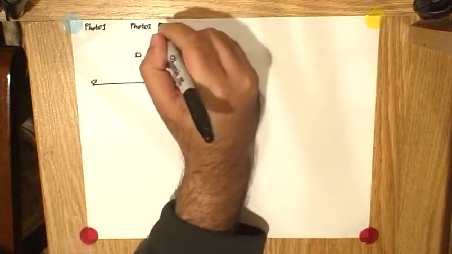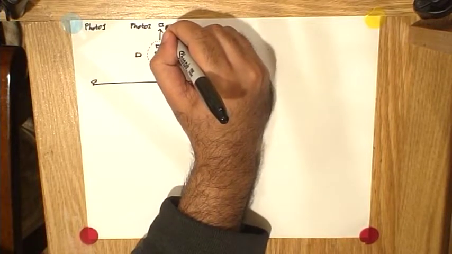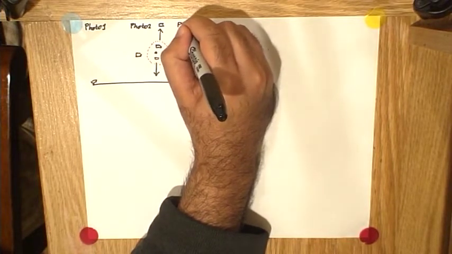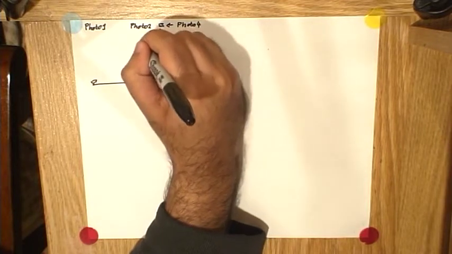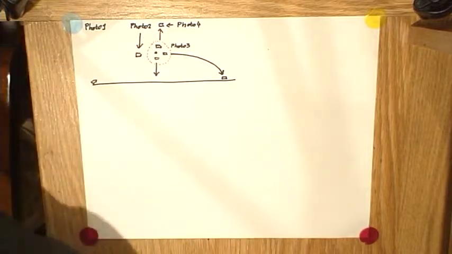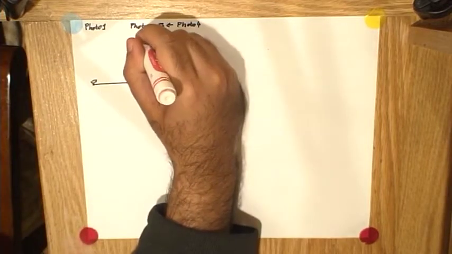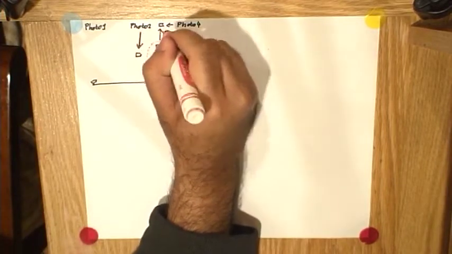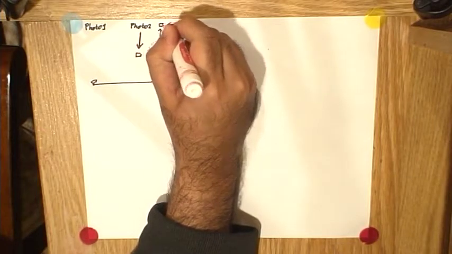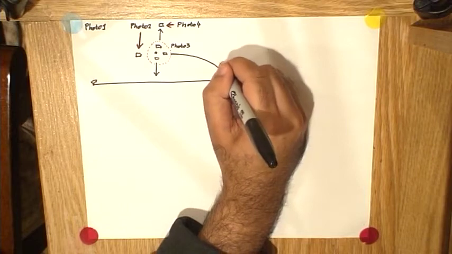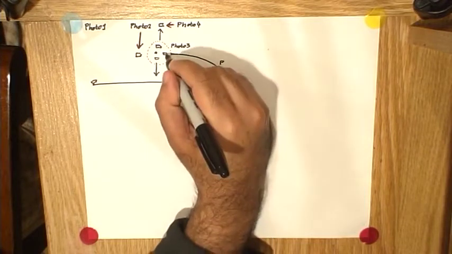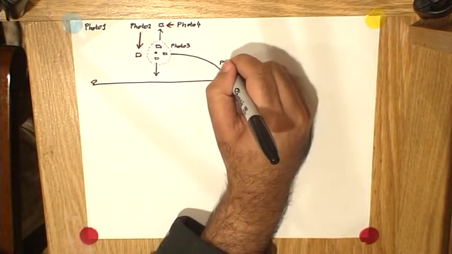Photo 4 is going to correspond to the fragment traveling up, reaching its peak. And to make those a little bit clearer, I'm going to highlight those in red as well. And finally, photo 5 corresponds to the blue fragment landing on the ground over here.